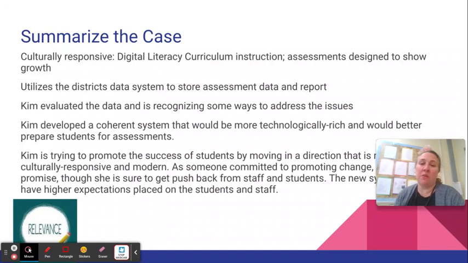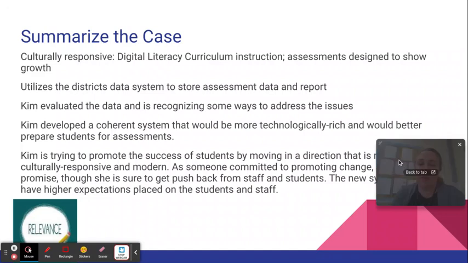In addition, Kim would be able to evaluate this data in order to recognize some of the ways to address the issues. So, for example, clearly she analyzed the data when she noticed that short answer questions weren't being answered or that they were being skipped, or when it was that type of question, students would rather take the zero, right? So she's already looking at this data in order to attempt to address it. And the system that she developed is great, right? This idea of having a more technologically rich system would definitely better prepare students for assessment.